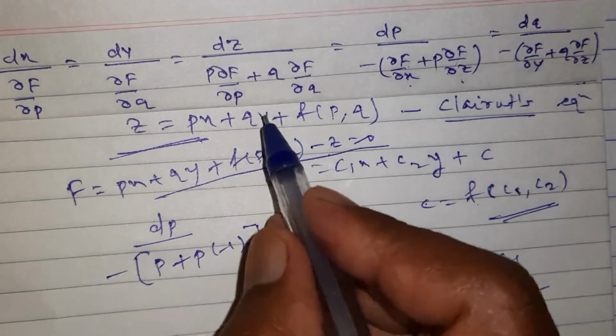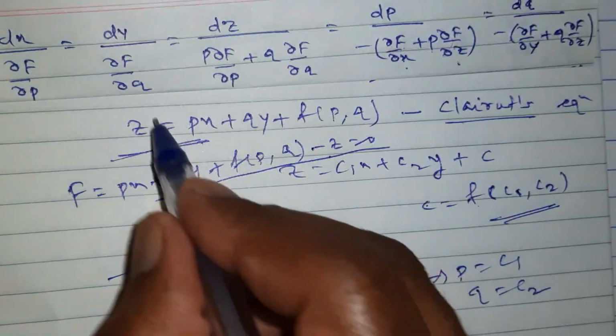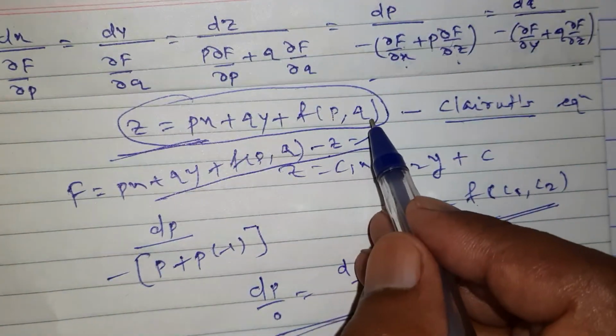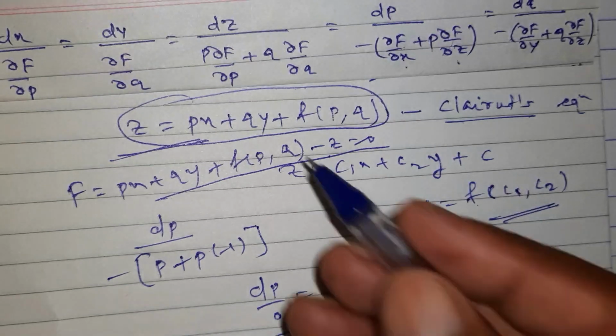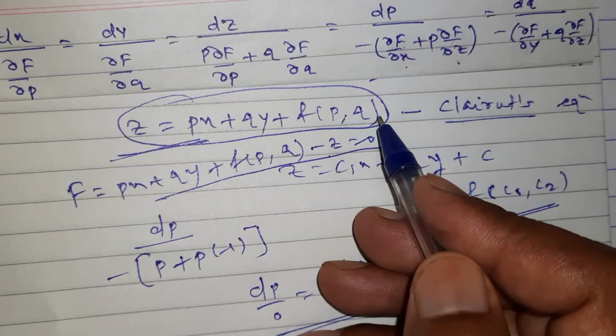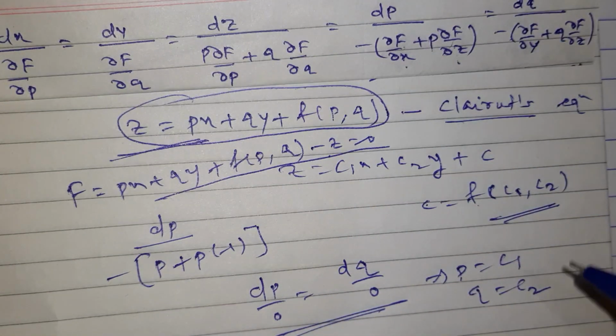So whenever such a problem is there, z is equal to px plus qy plus f of pq, then we use its direct answer, c1x plus c2y plus f of c1 c2. Got it? But my advice is, instead of going into all these cases, it's better to use our Charpit method. In that Charpit method, we will get all these cases. Okay, so we conclude our Charpit method here.